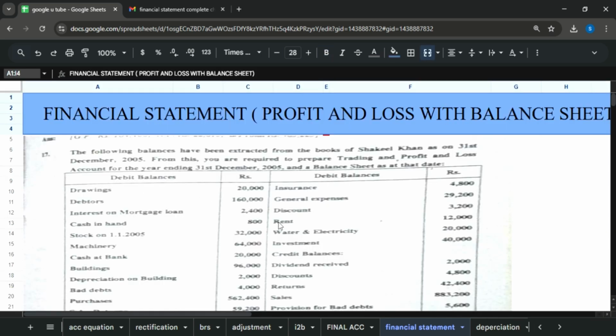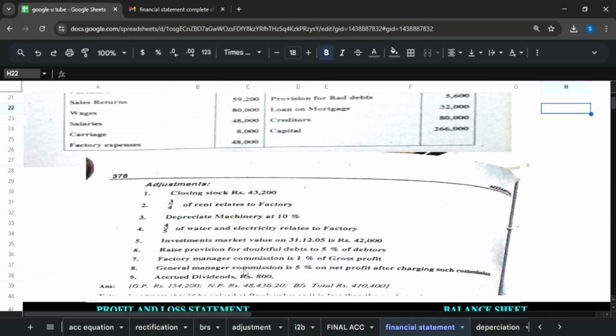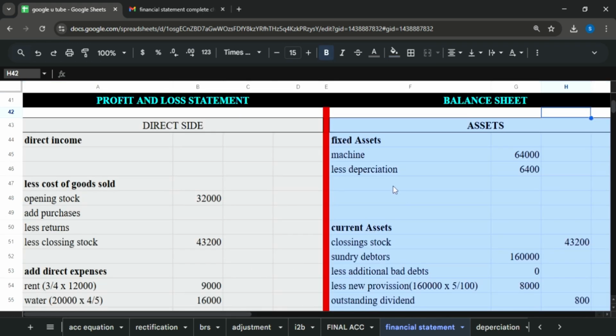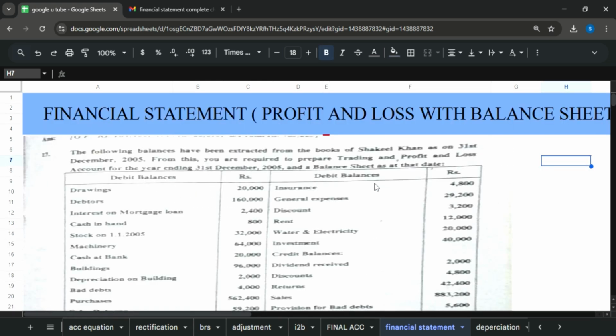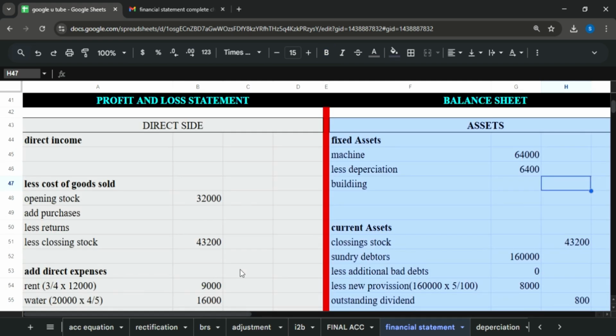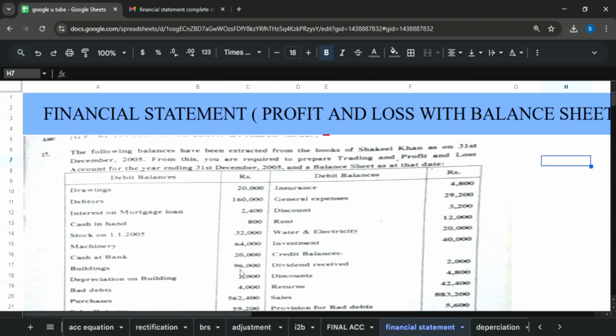Cash at bank 20,000. All right. Then we have building 96,000. This is your fixed asset. Here you will write building, because building is your fixed asset. And next step is to see how much amount of building is, that is 96,000. Just write down 96,000 over here. Building, okay.